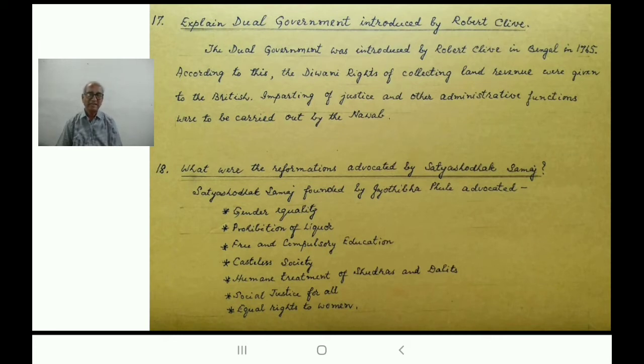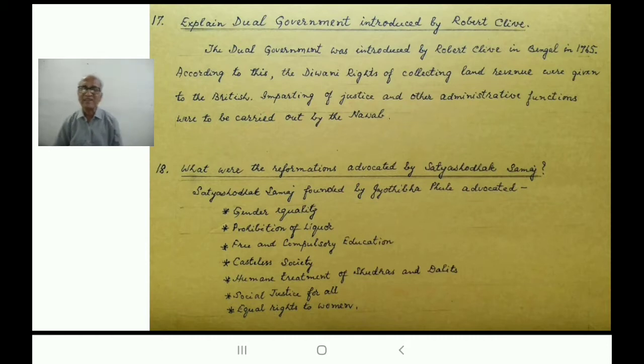Next, free and compulsory education for all. Everyone in the society should get educated. This idea got generated by them. Otherwise, education was limited only to a few in the society.